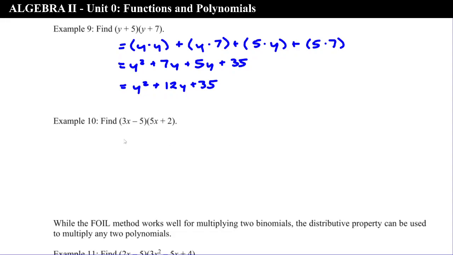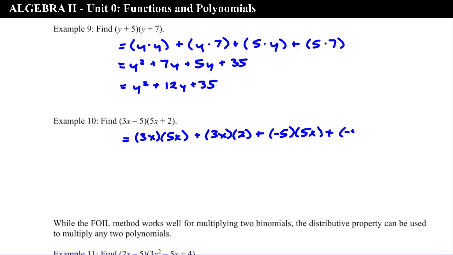All right, let's do one more example of this. This is a fairly straightforward method. All right, our first terms, 3x times 5x, plus our outside terms, 3x times 2, plus our inside terms, that's negative 5 times 5x, and then our last terms, which would be negative 5 times 2.